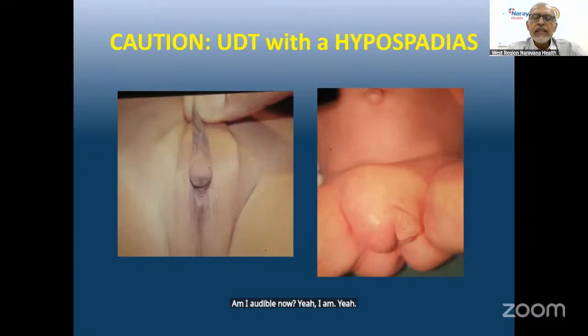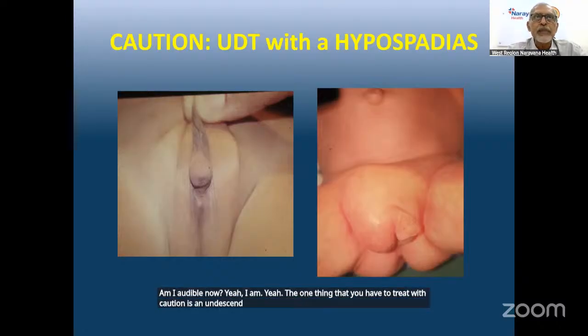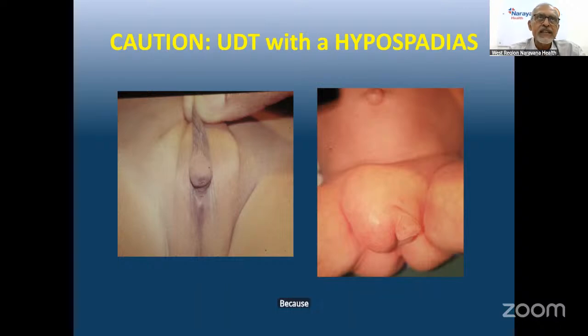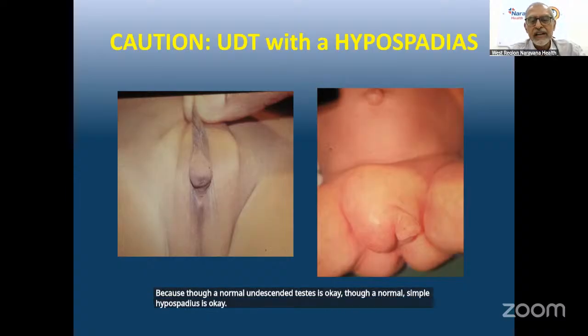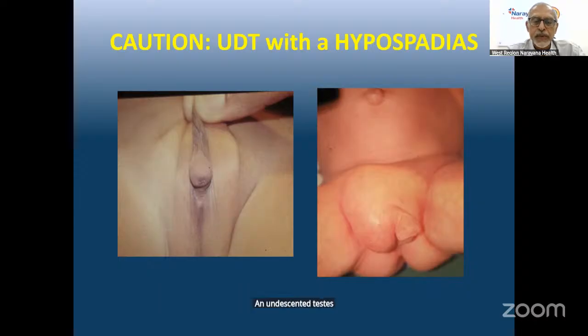The one thing that you have to treat with caution is an undescended testes with a hypospadias that we have in our patient. Because though a normal undescended testes is okay, though a normal simple hypospadias is okay, an undescended testes with a hypospadias should ring alarm bells.